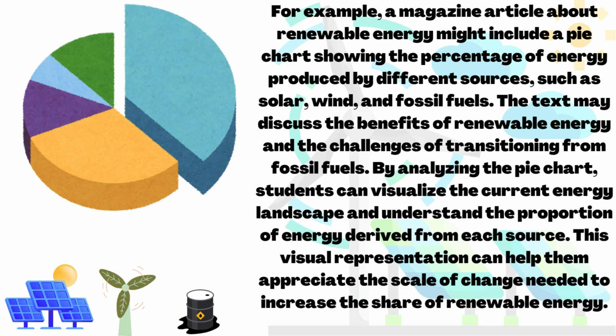For example, a magazine article about renewable energy might include a pie chart showing the percentage of energy produced by different sources, such as solar, wind, and fossil fuels. The text may discuss the benefits of renewable energy and the challenges of transitioning from fossil fuels. By analyzing the pie chart, students can visualize the current energy landscape and understand the proportion of energy derived from each source. This visual representation can help them appreciate the scale of change needed to increase the share of renewable energy.